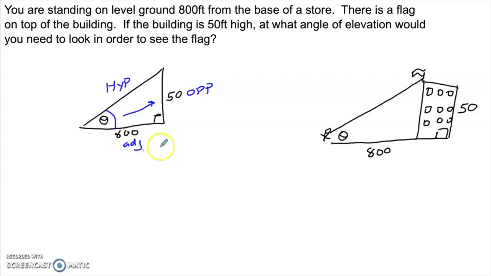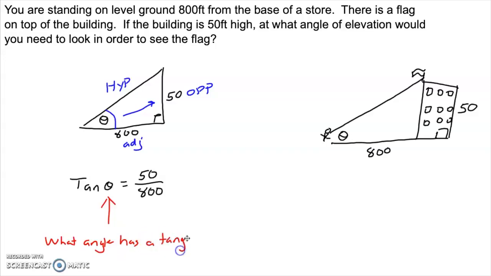Making the 800 the adjacent side. So I have an opposite and an adjacent, which means this is going to be a tangent problem. The tangent of theta is the opposite over the adjacent side. Now that's true, but it's not helpful because what I really want is to get to that angle theta there. So I need to know what angle has a tangent of 50 over 800. So in our calculator, we're going to say, well, theta is the inverse tangent of 50 over 800.